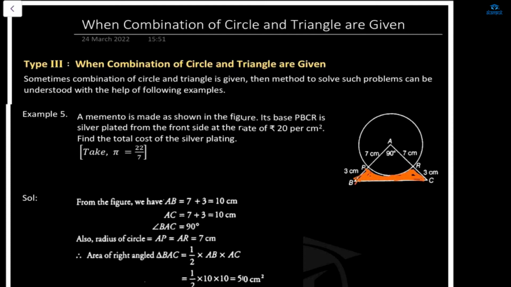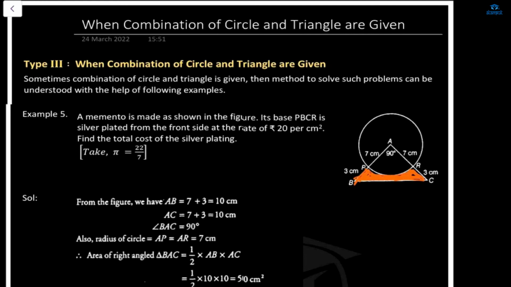So it is clear that you need to find out the area of the triangle. Actually, you need to find out the cost of making this with silver metal. Find the total cost of the silver plating. The cost is already mentioned, that is rupees 20 per centimeter square. Before finding the cost, we need to find the area. And how can we find this area PBCR?